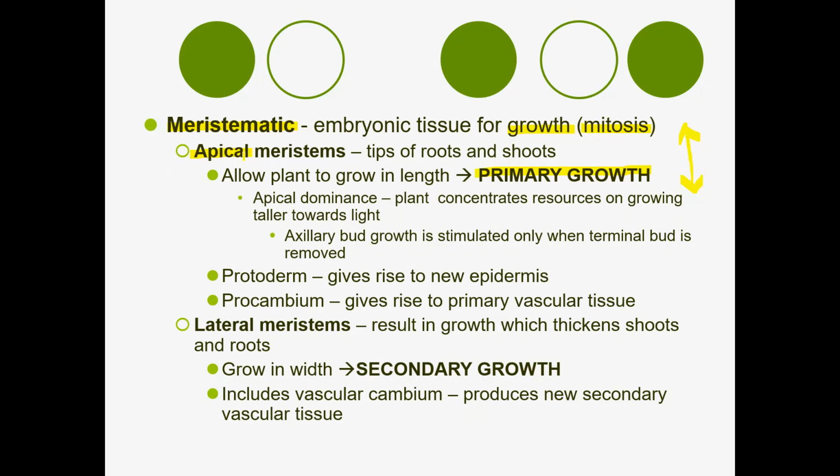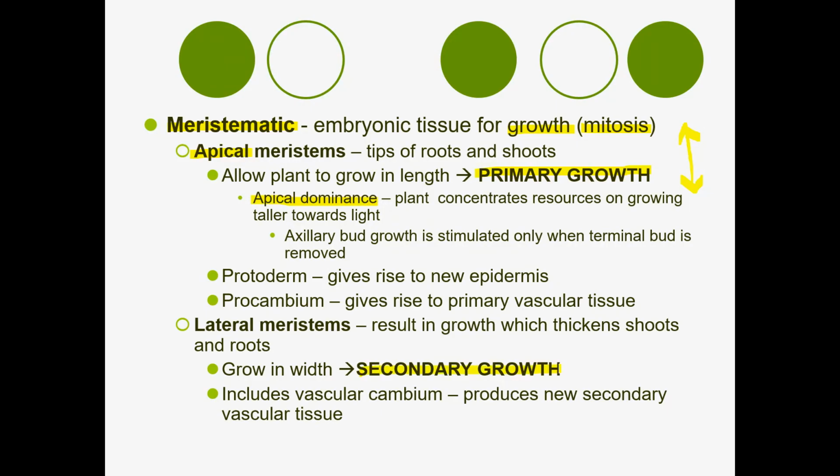Now, apical comes from the word apex, which means tip. So your apical meristems are going to be at the tips of roots and shoots, and this allows those shoots to grow taller to get more sunlight. That's called apical dominance. Typically, the plant wants to grow taller to get closer to the sun. And then it's also going to allow those roots to grow deeper to get more water and nutrients and all of those things, okay? So primary growth is going to allow for length, and then secondary growth is going to be in width, okay?